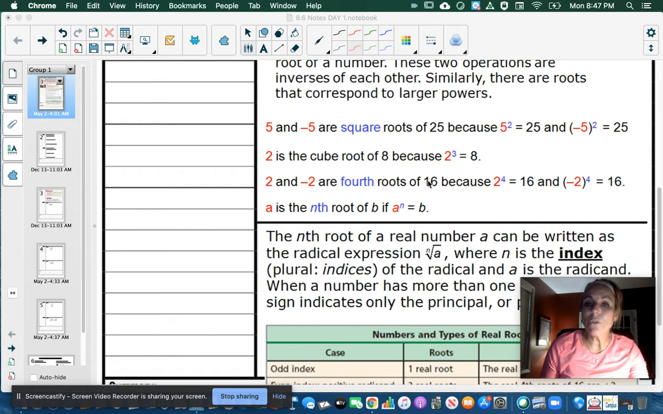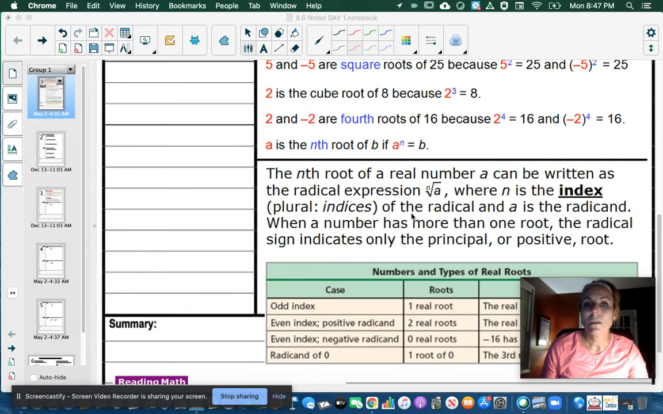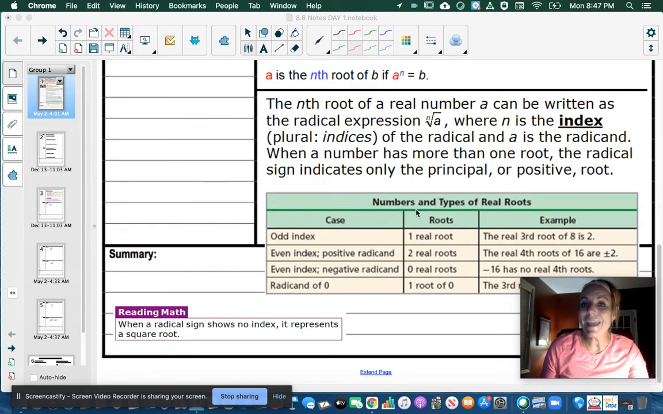2 and -2 are fourth roots of 16 because 2 to the fourth is 16 and -2 to the fourth is 16. So in general, A is the nth root of B if A to the n power equals B. So the nth root of a real number A can be written as the radical expression right here, where n is the index of the radical and A is the radicand. When a number has more than one root, the radical sign indicates only the principal or positive root.